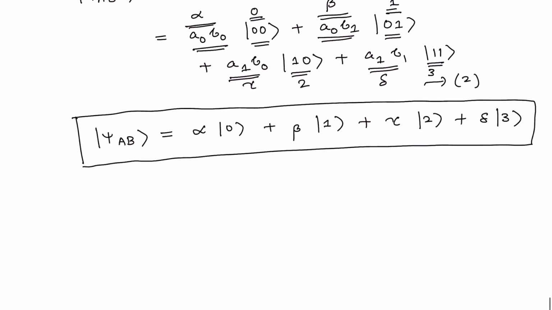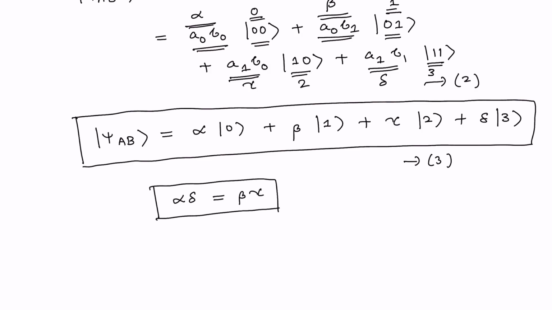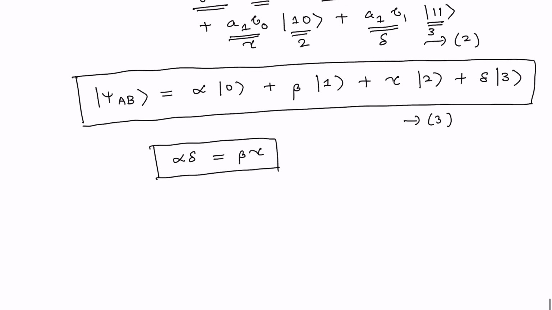Now, if you look carefully at equation number 3 and equation number 2, you will see that this product state satisfies the property alpha delta equals beta gamma. Because this property is satisfied, we are able to write it as a product state. You can please verify this condition, and it's very easy to see.